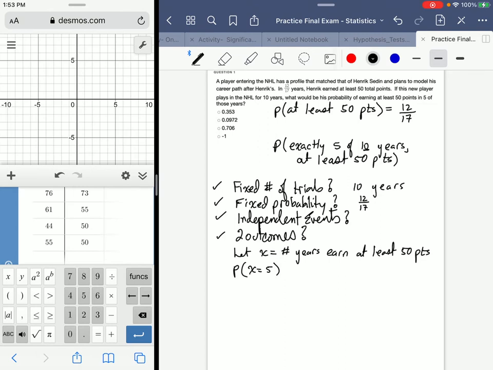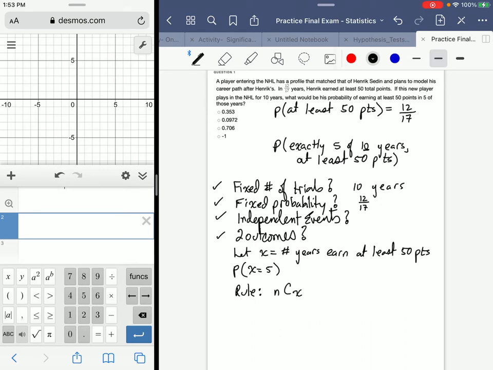Whether you do that directly in the calculator or you do it using the formula, that's up to you. If you go in the calculator, it's not bad. It's binomial probability, but I'll show you using the rule too. The rule is nCx p to the x, q to the n minus x. N is the number of trials.